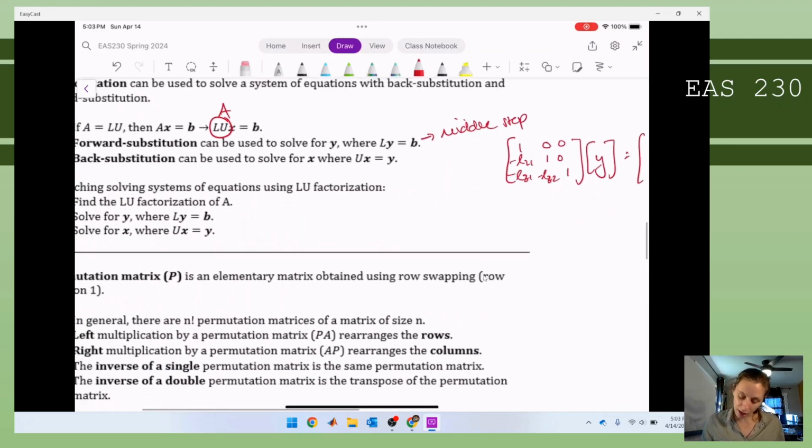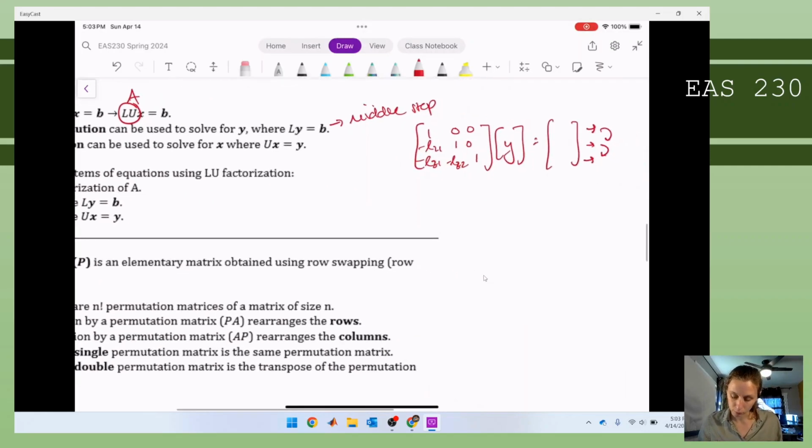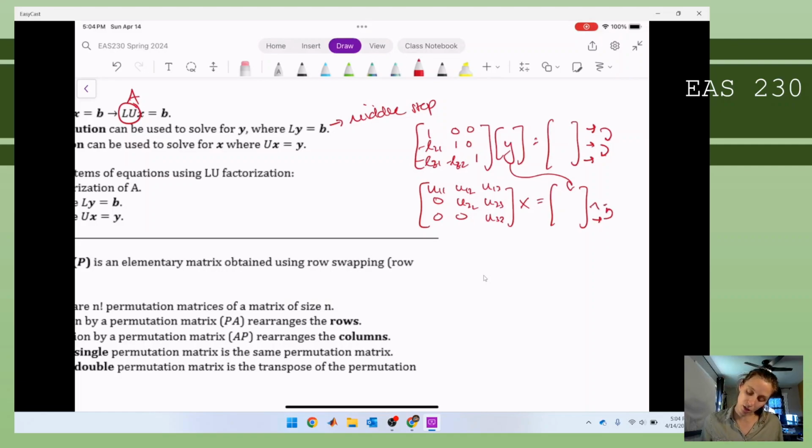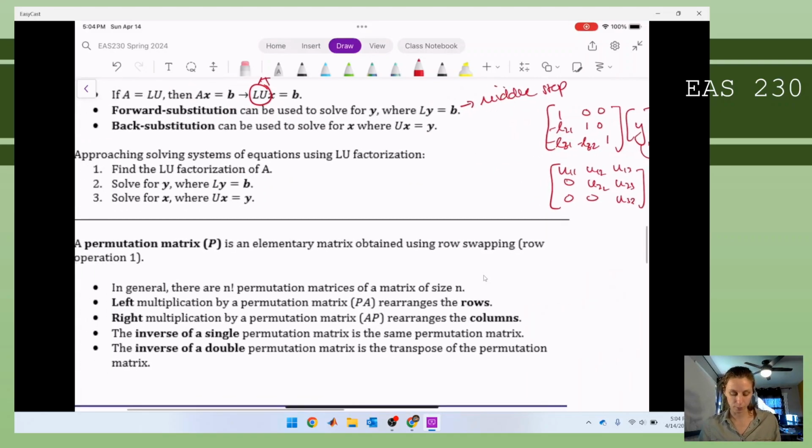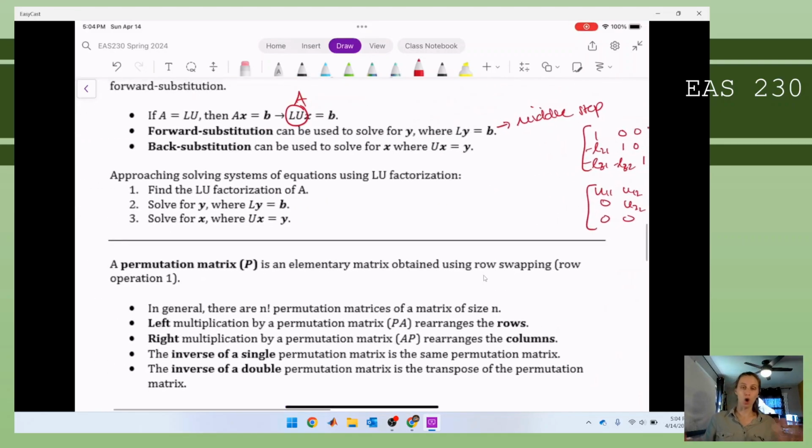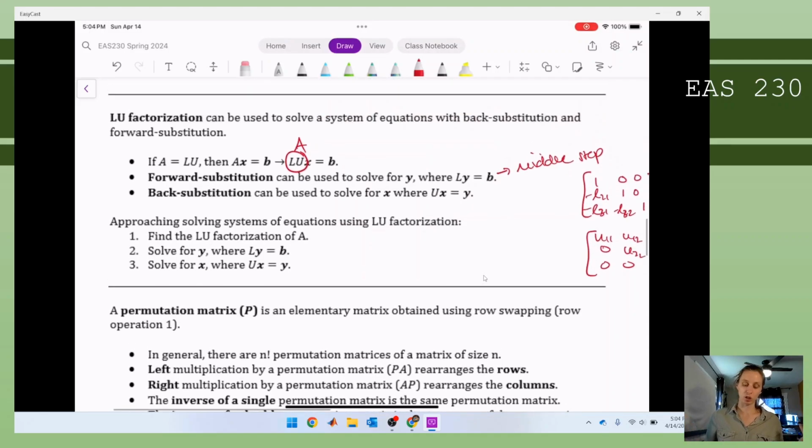Once we know y, then here we can say Ux equals y, where U looks like this. And then x is our unknown in our system, and then y is pulled down directly from here. Then we get our last unknown, solve for our second unknown, solve for our third unknown, so that's our normal back substitution. And there we go. We've solved these systems of equations using LU factorization.